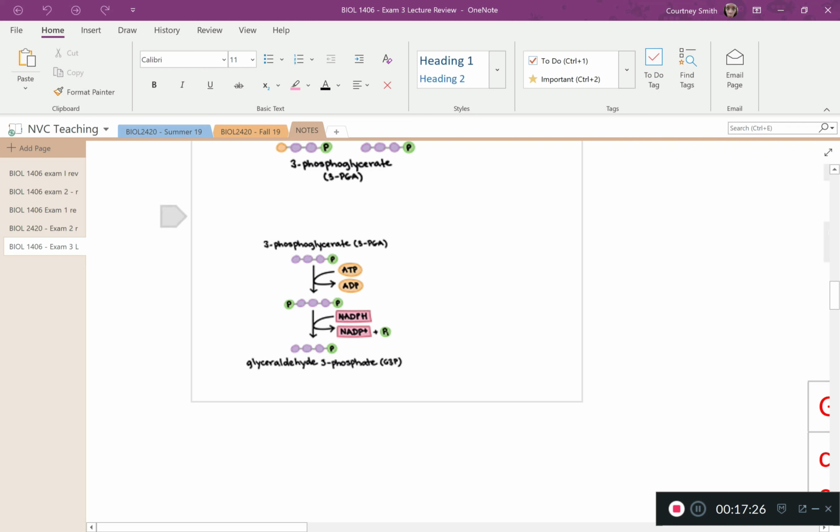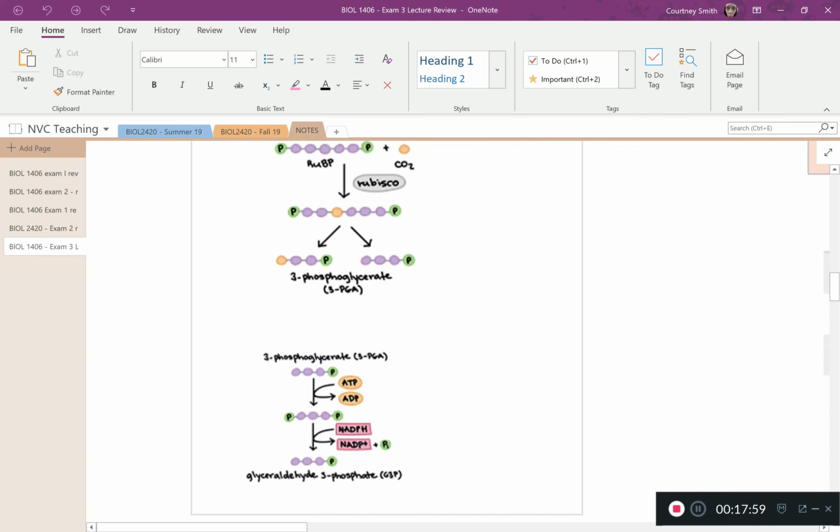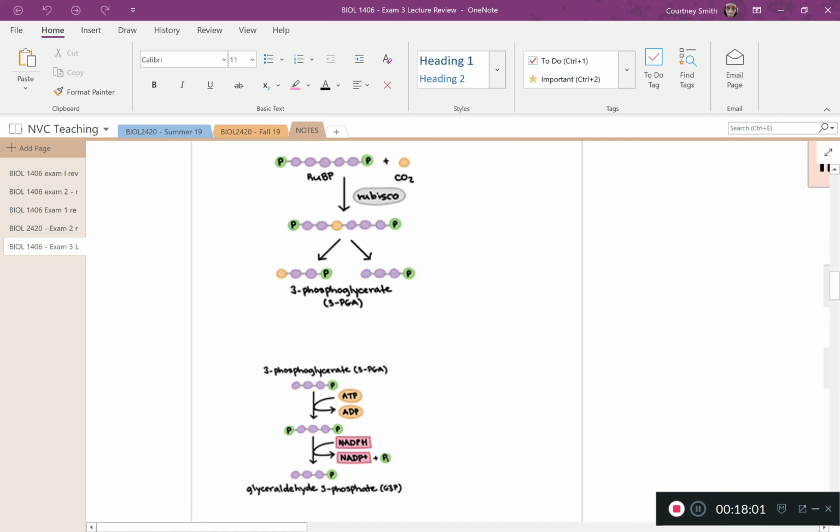So what happens is that the 3-PGA molecule, ATP will come in, and then that will become ADP. So it phosphorylated it, so it added another phosphate group to it. And then in that process, NADPH will come in and dephosphorylate it into G3P. So those are the intermediate steps. I just wanted to show you just so you had a little bit better idea of what's going on. So definitely know the Calvin cycle.